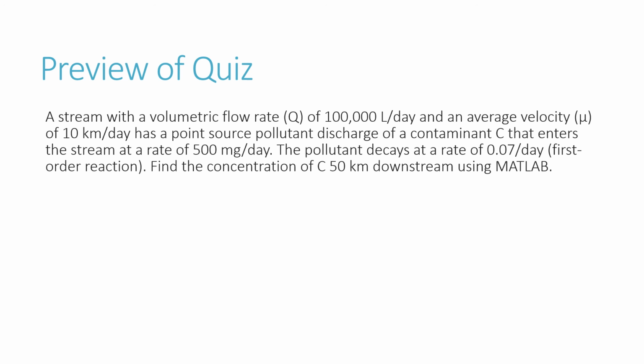Now let's practice what we've reviewed and learned here today. A stream with a volumetric flow rate, Q, of 100,000 liters per day and an average velocity, mu, of 10 kilometers per day has a point source pollutant discharge of a contaminant C that enters the stream at a rate of 500 milligrams per day. The pollutant decays at a rate of 0.07 per day using first-order reaction kinetics. Find the concentration of C 50 kilometers downstream using MATLAB. Again, you can use any of the tools we've learned here today, as well as solving the integration by hand.